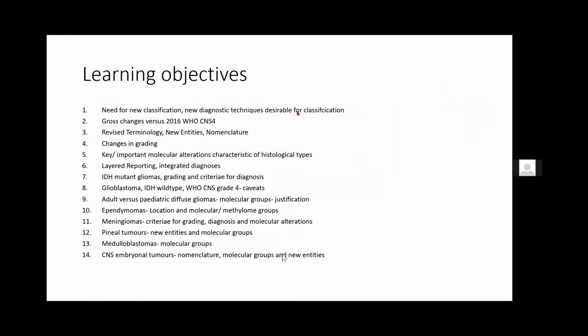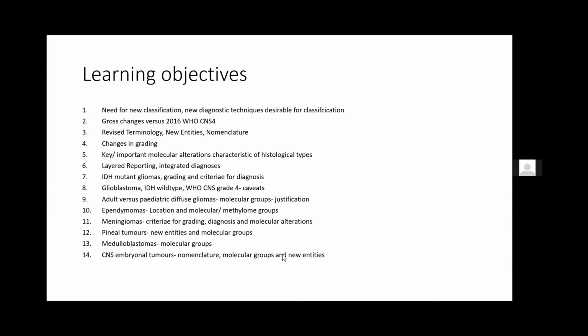So the learning objectives for my talk would be just very brief information about the need for a new classification and the new diagnostic techniques which are desirable for it. What are the gross changes in the new WHO 2021 CNS 5th edition versus the older 2016 version? What are the tumors whose names have been revised? What are the new entities that have been added, and any other minor nomenclature changes? What are the changes in the grading criteria for the various tumors?